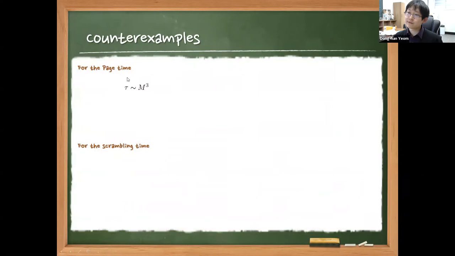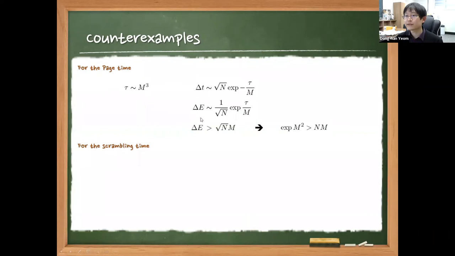If you consider the Page time, the time scale is M cubed, and the necessary time is square root N and something, so exponential minus M squared. So the necessary energy is 1 over square root N and exponential tau over M. And then the consistency condition is that delta E is greater than square root N M. Here square root N appears because the black hole size increases. By plugging this in everything, you will obtain this relation. If this inequality is satisfied, then black hole complementarity is consistent. But if you provide a very big number of N, then this inequality is flipped. So it is still within the semi-classical regime, but this inequality breaks down.